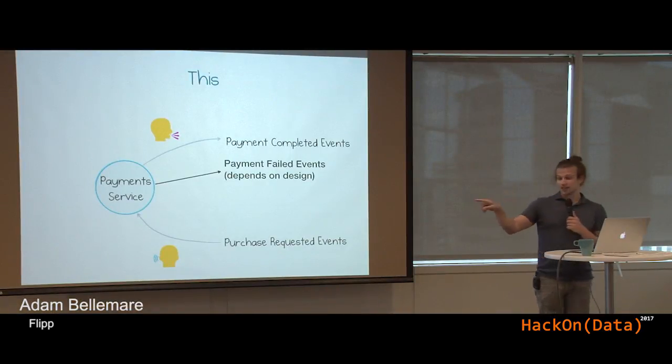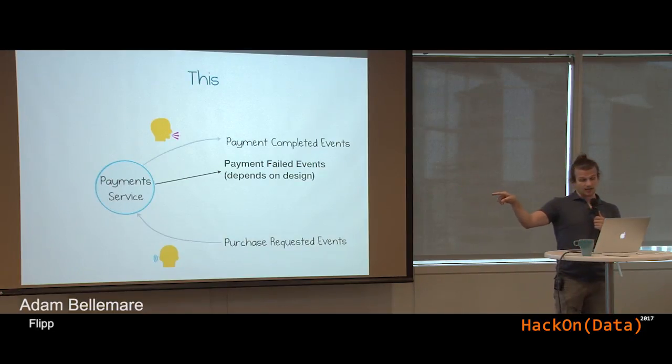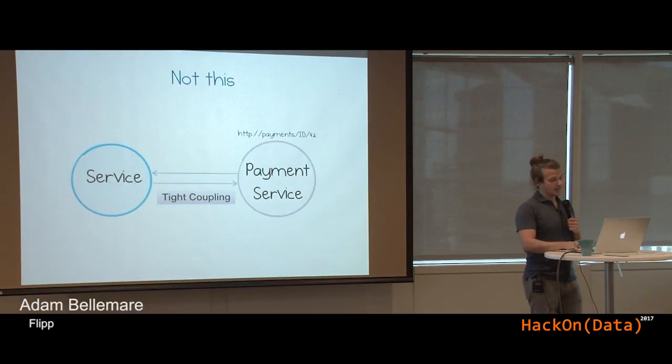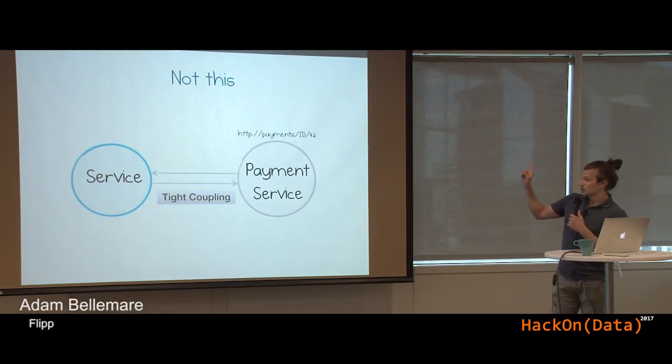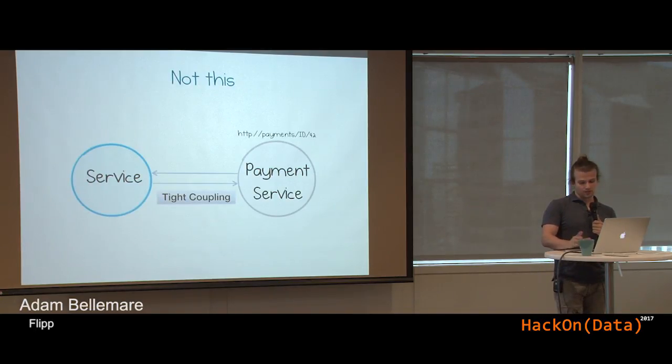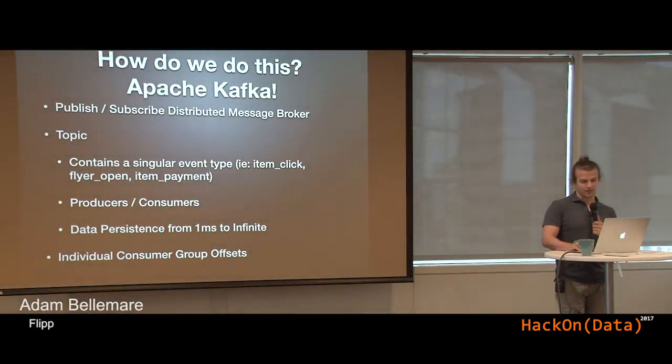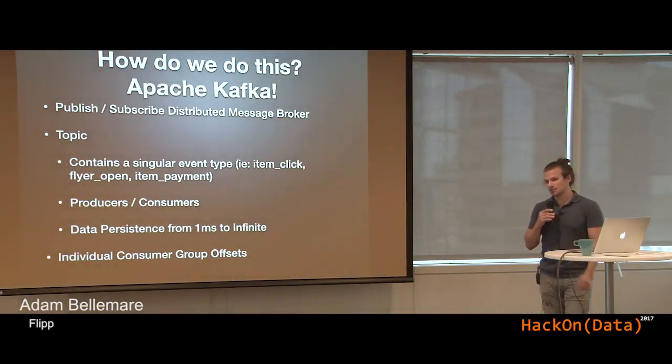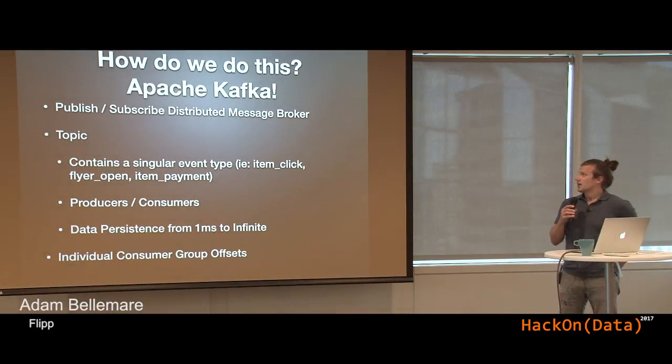But the important thing here is that this service, while it owns the data that's coming out, doesn't keep it encapsulated. So you don't have a service that communicates to a payment service where the payment service is the only thing that can access that data, because then you have that tight coupling and that direct API. So it's a subtle difference, but one that unlocks a ton of potential.